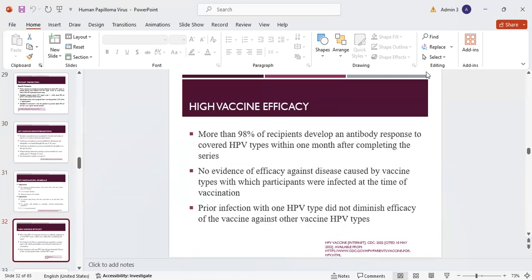High vaccine efficacy. More than 98% of the recipients develop an antibody response to covered HPV types within 1 month after completing the series. There is no evidence of efficacy against disease caused by vaccine types with which participants are infected at the time of vaccination. Prior infection with an HPV type did not diminish efficacy of the vaccine against other vaccine HPV types.